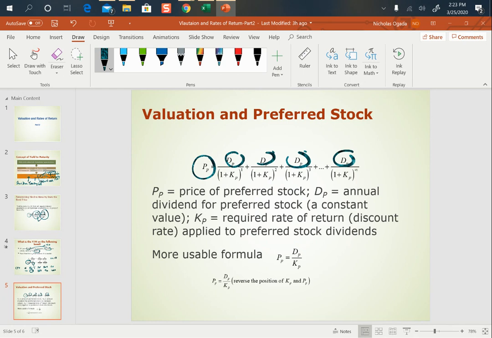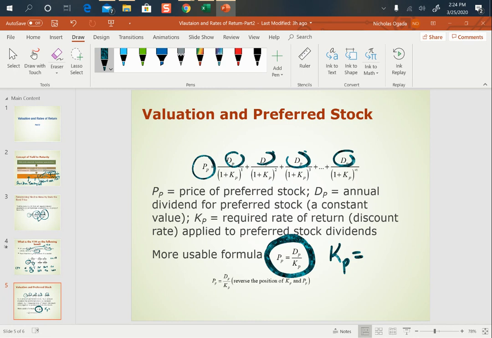Here, I'm just showing you the formula, and the formula, in short, comes to this: the value of the preferred stock will be, of course, the dividend paid, Dp, divided by kp, where the kp represents the required rate of return. So if kp represents the required rate of return, then we can use the formula for determining the value of a preferred stock to find what kp is.